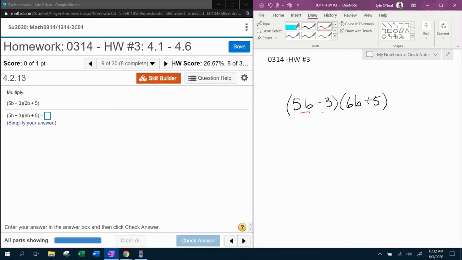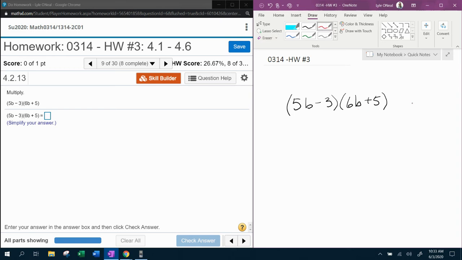We have 5b minus 3. That's two terms, so that's a binomial. We have 6b plus 5. Again, two terms. That's a binomial. And so here we have a binomial times a binomial, and that indicates the FOIL method.